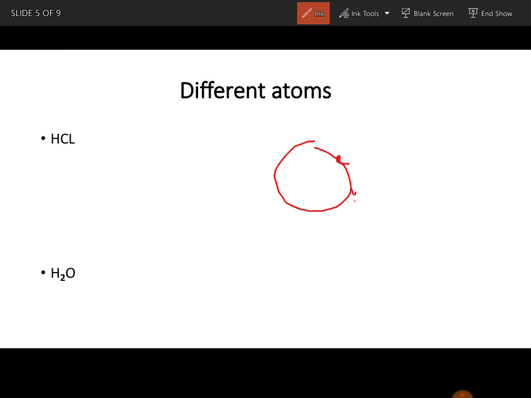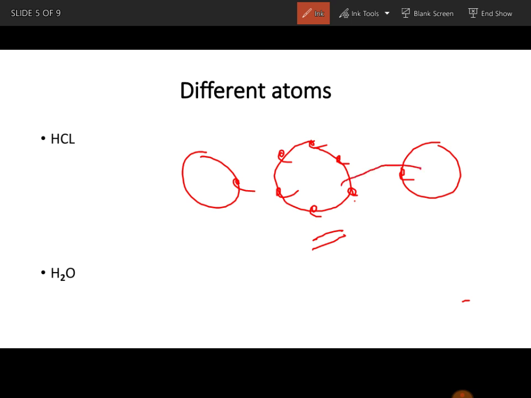So 1, 2, 3, 4, 5 and 6. And hydrogen, there is only one electron, so one here. Now this oxygen, if it has to be stable, needs 2 more electrons, and this hydrogen also needs 1 more electron. So what will happen is this and this will form a bond, this and this will form a bond. So this hydrogen is also now completing its duplet, and this oxygen also has now completed its octet.